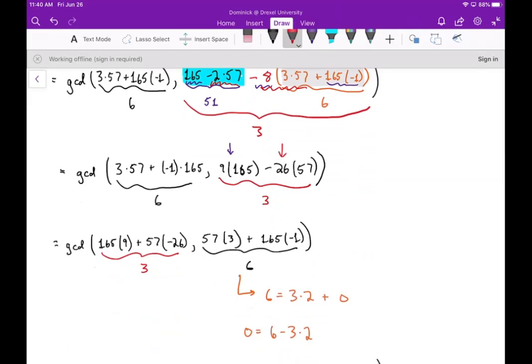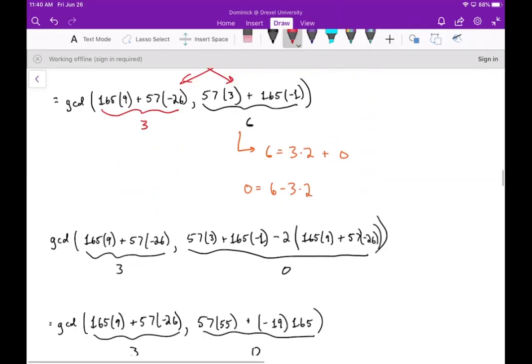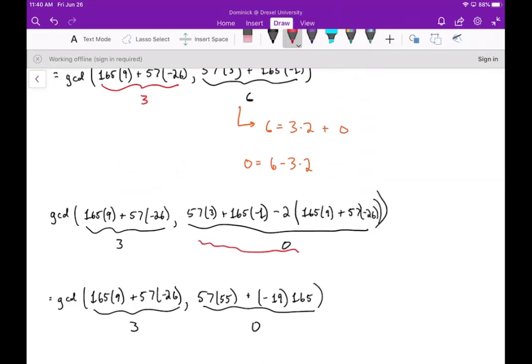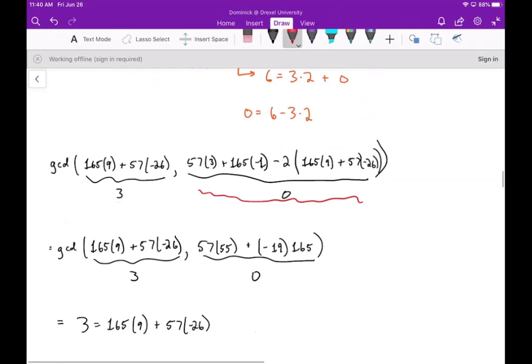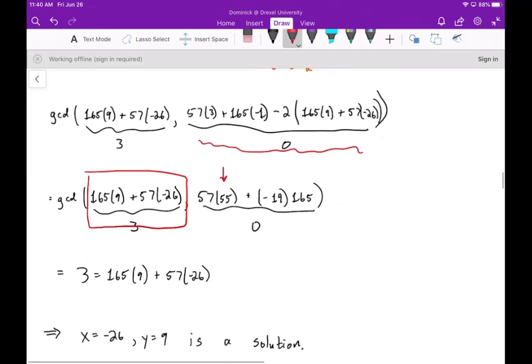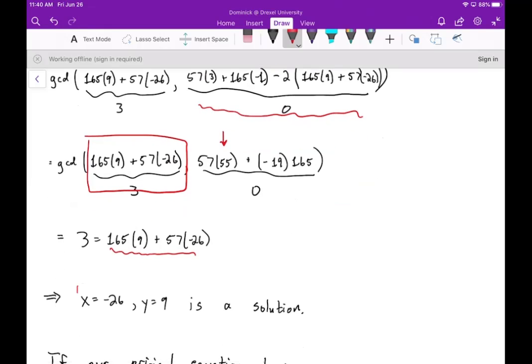Okay. And of course, now we can switch our 3 and our 6 again, but now we know we're going to end up with the 0. And if you really wanted to, you could write 0 as a linear combination of all that stuff, but we really have what we need, right? And we know that we can get 0 by doing 57 times 55 plus negative 19 plus 165. But the important information is here, because now we know that we can write 3 as 165 times 9 plus 57 times negative 26, right? And so we get that our original Diophantine equation has solutions x equals negative 26 and y is equal to 9.